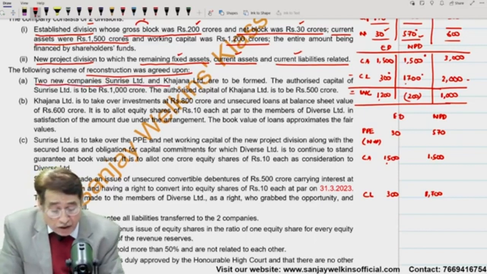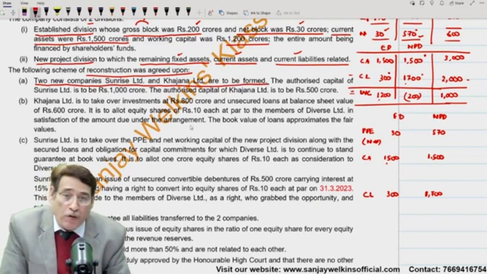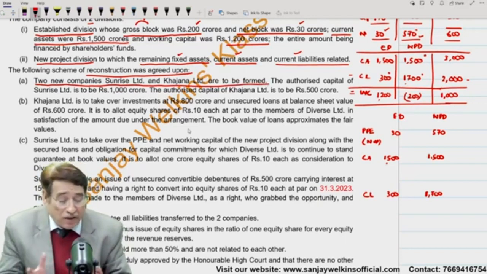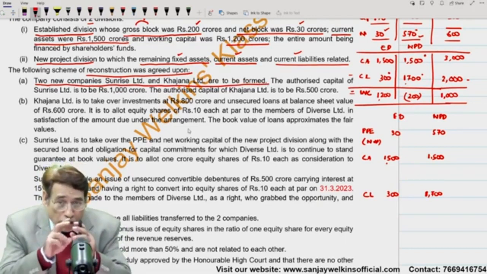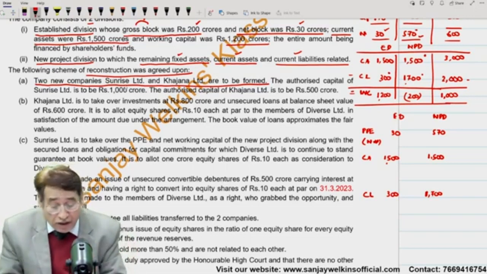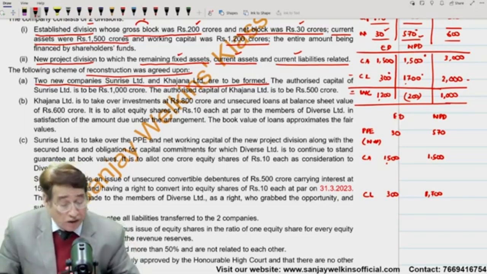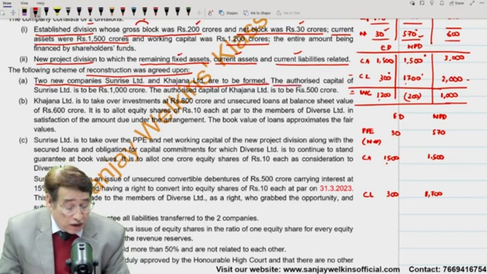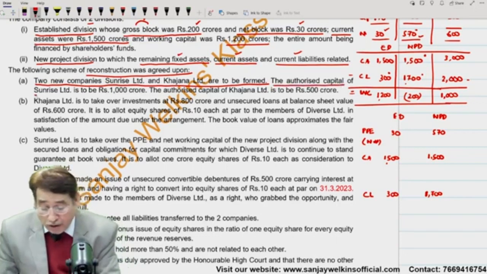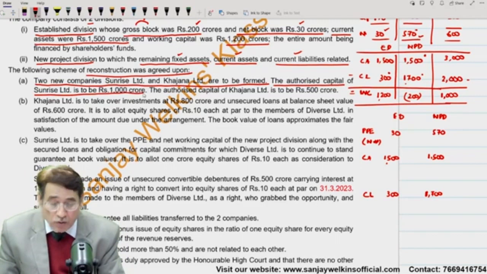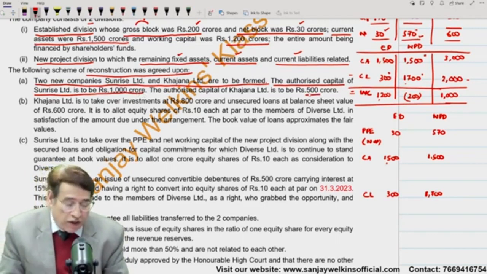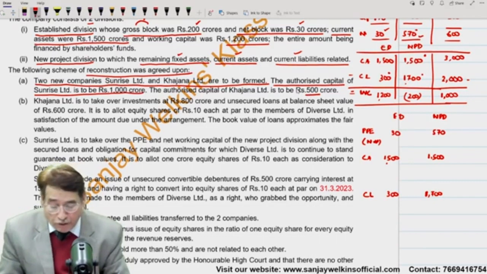The new company, two new companies, Sunrise Limited and Khajana Limited, are to be formed. So this time, this demerged entity is forming two new companies, that is Sunrise Limited and Khajana Limited. Further, it is given that authorized share capital of Sunrise Limited is 1,000 crore. Although it is irrelevant information as far as the solution is concerned, you will still have to keep track of it. And authorized share capital of Khajana Limited is 500 crore. Two new companies have been formed.